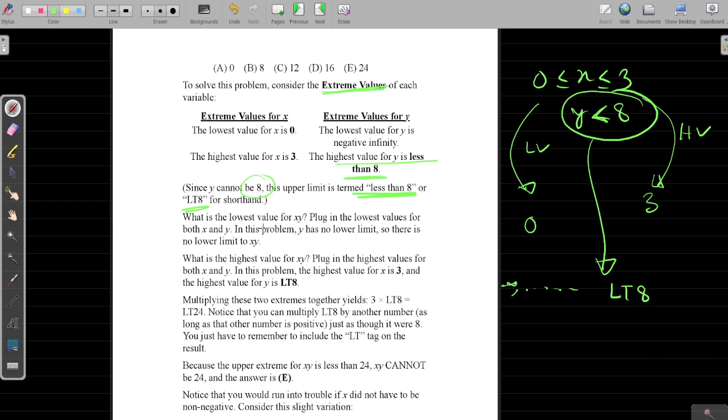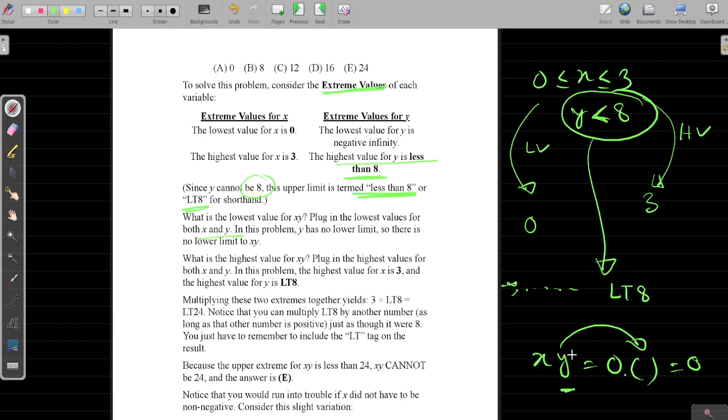Okay, what is the lowest value of xy now? First, what is the lowest value of x? 0, right? If I put any lowest value for y and multiply that value with 0, that will be 0, right? So look at this. What is the lowest value of xy? Plug in the lowest values for both x and y.